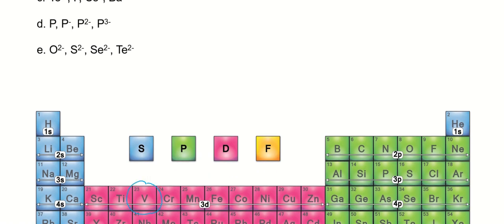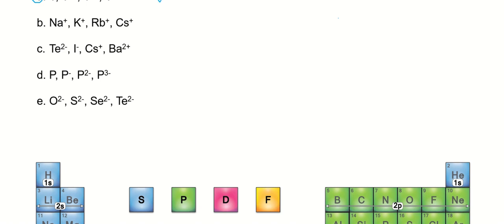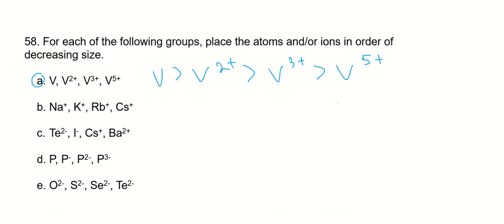Vanadium is going to lose those first, and then it's going to lose all of those. So the remaining 18 electrons are going to feel more of an attraction to those remaining 23 protons. All right, let's move on to B.